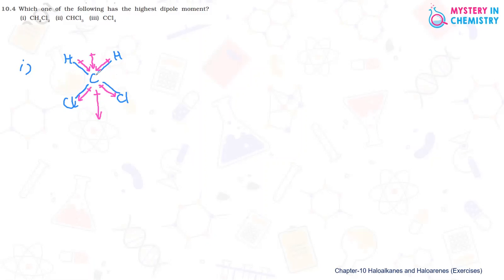So in case of CH2Cl2, what happens actually? The resultant dipole moment of two carbon chlorine bonds is strengthened by the resultant of the dipole moment of two carbon hydrogen bonds. This is further strengthened in the same direction, and that is why the dipole moment here is equal to 1.6 D.